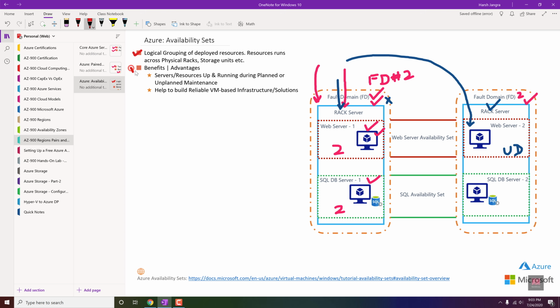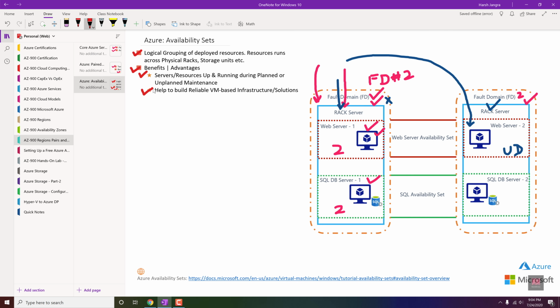And if we talk about the benefits, we already discussed that it will help us to make sure our servers and resources are up and running during both planned and unplanned maintenance. And the last one is it will help us to build a very reliable VM infrastructure solution. Absolutely yes. The reason is that if you are running some kind of project where you have end clients and they are looking for great SLAs, I think availability set would be the right choice while deploying their infrastructure, because it can help us to meet SLAs and make sure end client servers are up and running all the time without any problem.